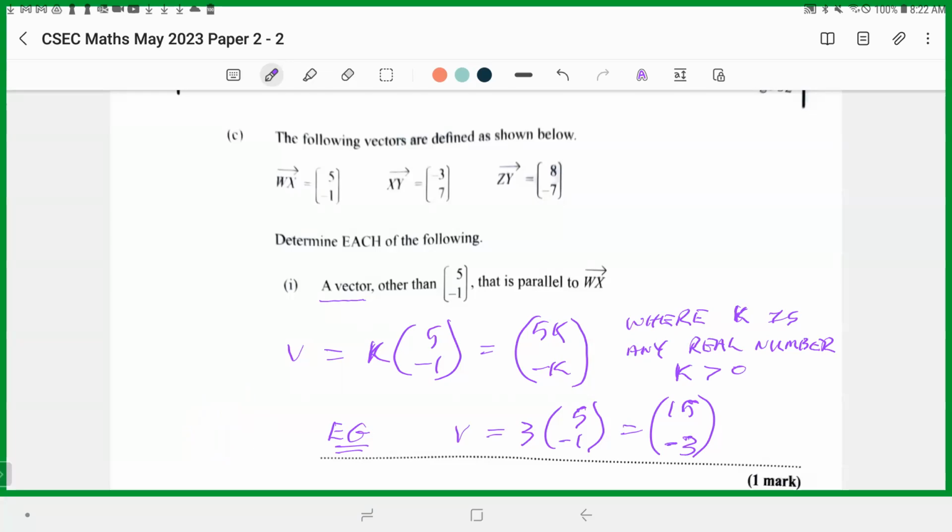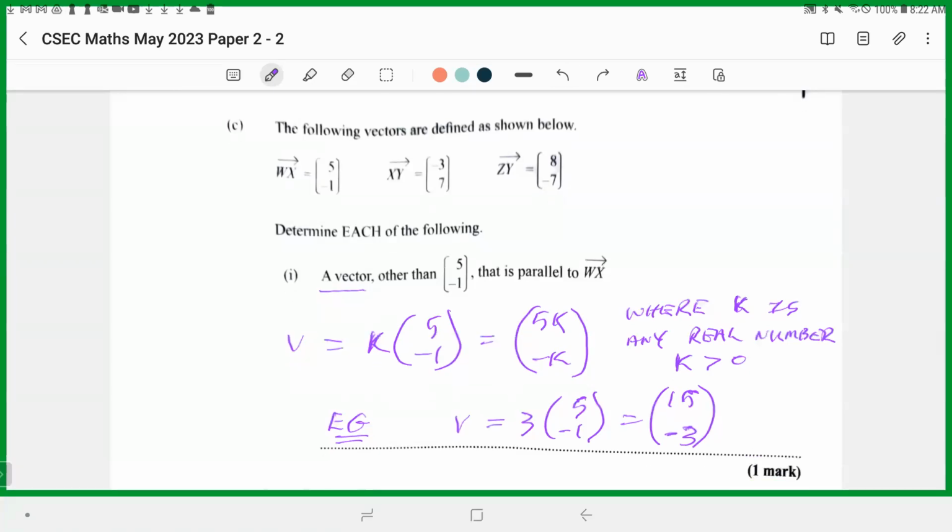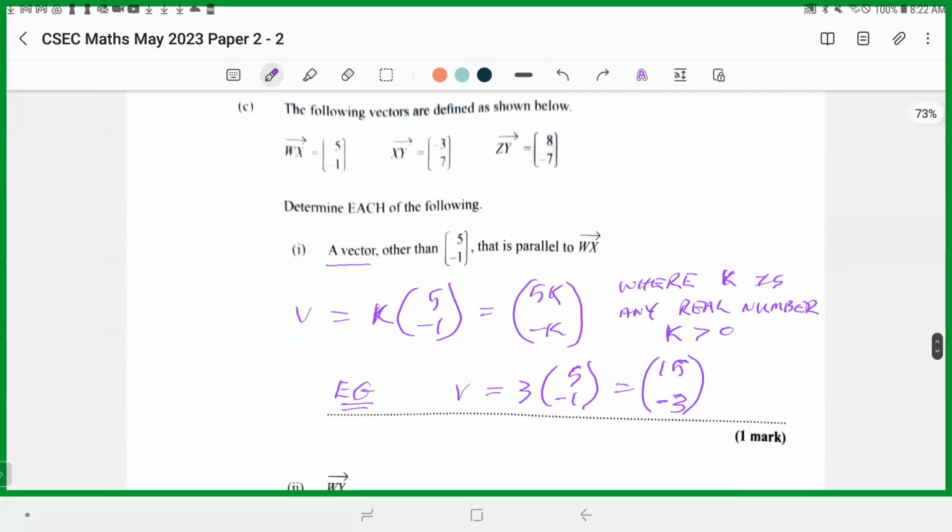You don't want 0 because 0 means you don't have a vector. And the reason I'm not using negative numbers is the opposite direction, and parallel vectors are usually thought to be going in the same direction. If they go in the same direction, there's a positive multiplying factor, a positive multiple. When vectors are parallel, one is a multiple of the next. It's just one mark for the question, so I'm just explaining more than needed actually.